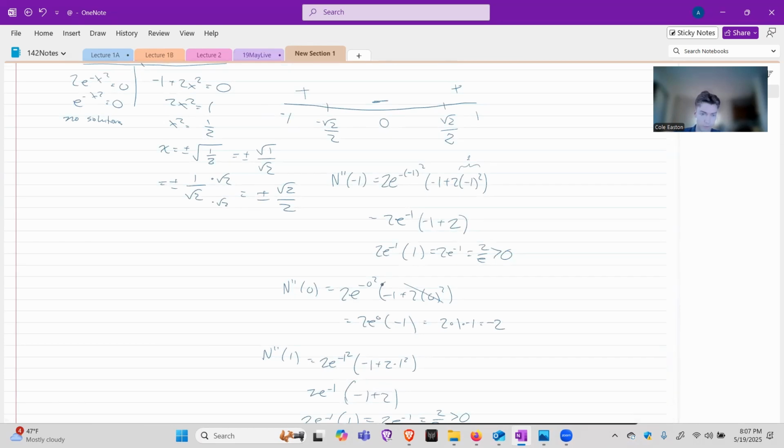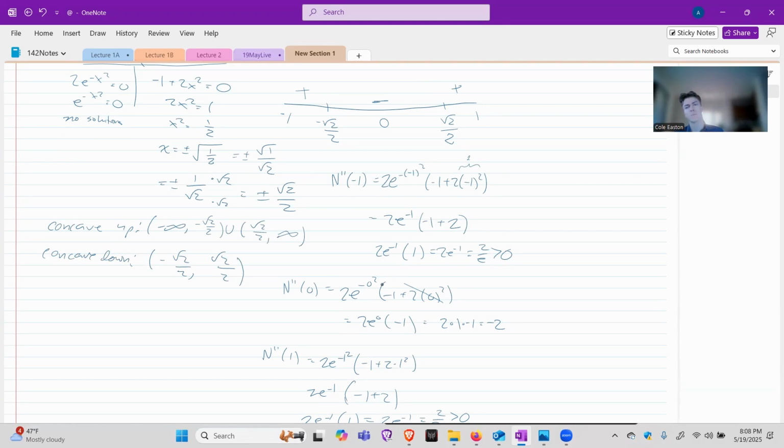And so let's write our intervals here. We have concave up from -infinity to -√2 over 2 and √2 over 2 to infinity. And we're concave down from -√2 over 2 to √2 over 2.